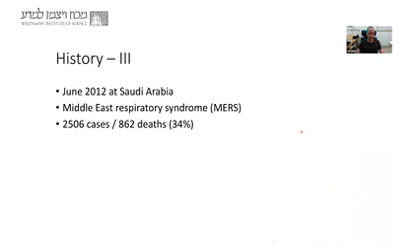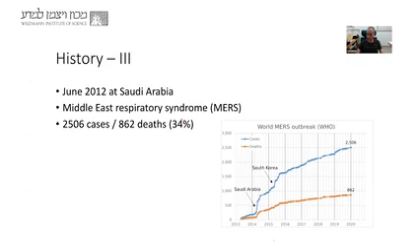And then there was another one in 2012 in Saudi Arabia. This virus is known as the Middle East Respiratory Syndrome virus, or MERS. So far, it has caused 2,500 cases, and the lethality rate is actually quite high. We're talking about 34%. And this virus is still circulating. You can see in this graph that it's still infecting people up until now, but the spread of this virus is very slow, and I will also touch on that in a few slides.